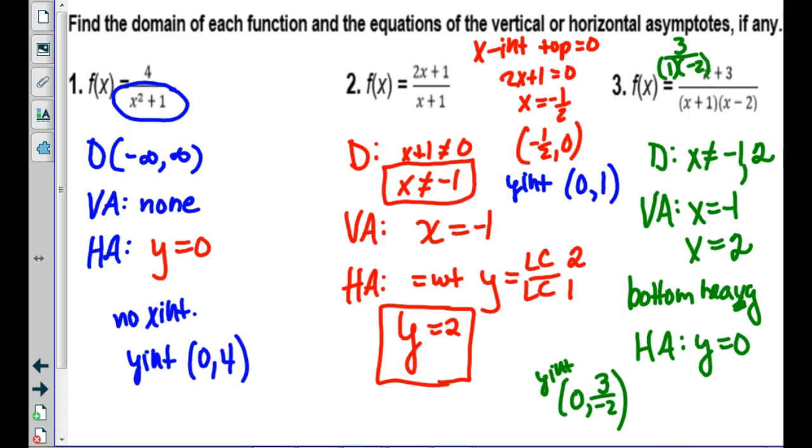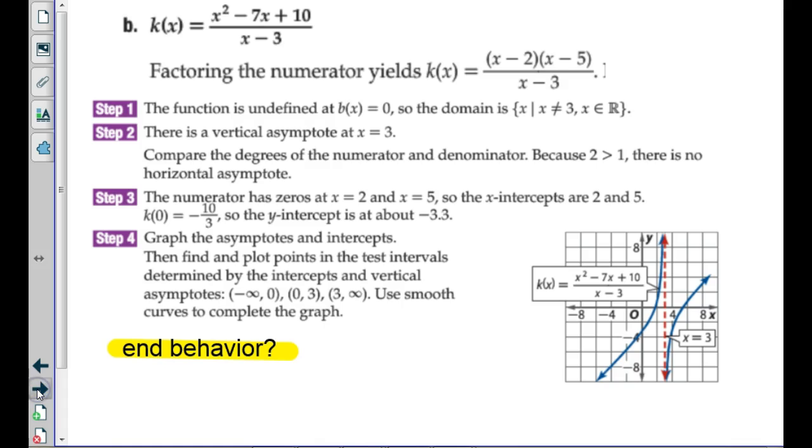Everybody okay? And how do I find the x-intercept again? The top has to equal 0. Yep. So if I set x plus 3 equal to 0, I'd get -3, 0. All right.